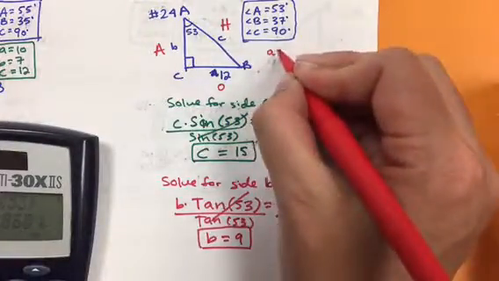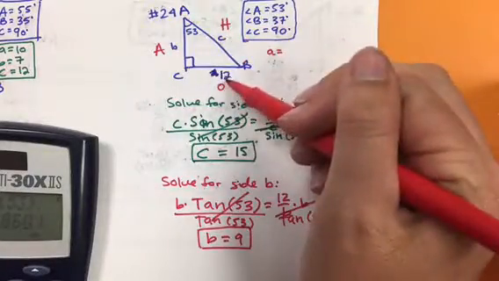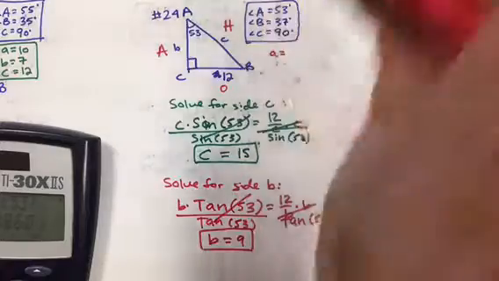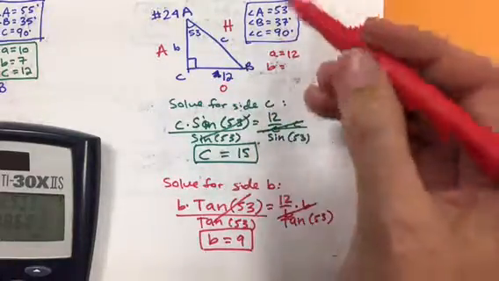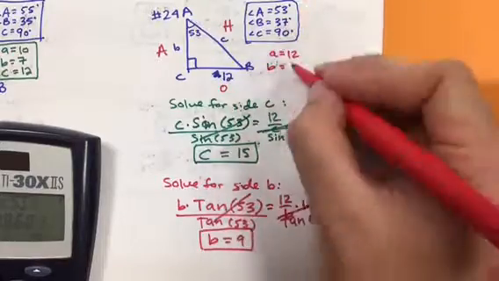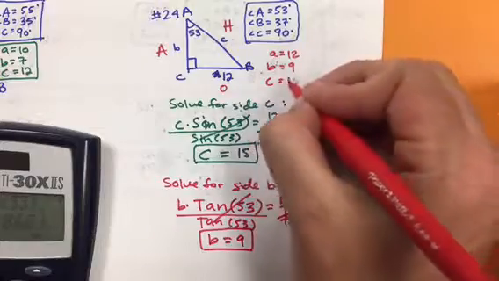So side A equals 12. B equals 9. And C equals 15.